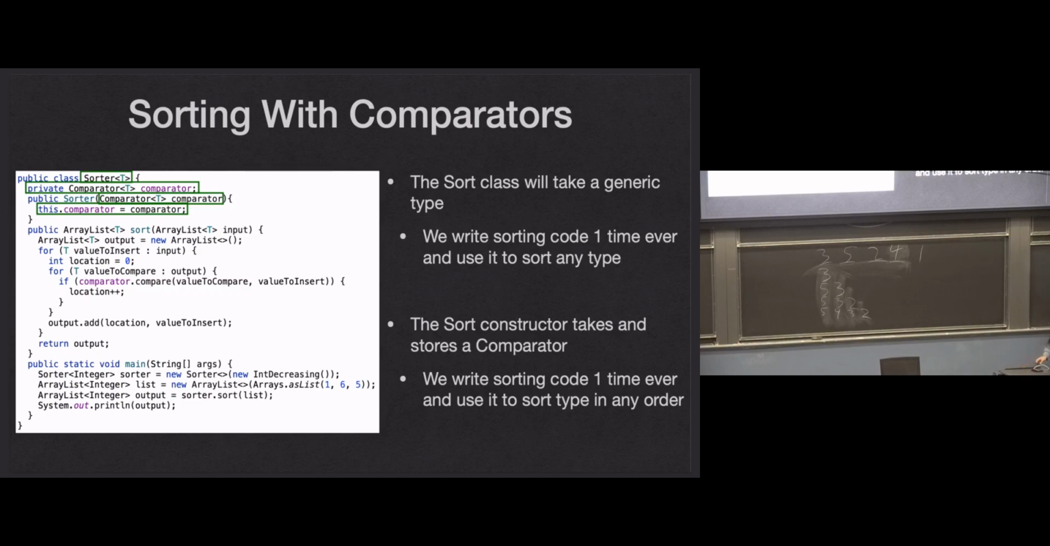So we're going to take a type parameter and a comparator that can sort that type. We're going to store the comparator in an instance variable so we can call it later, and assign that instance variable in the constructor. So we're getting a comparator and specifying the type parameter, and then we would say something like new Sorter of Integer and give the constructor an int decreasing comparator. Then we can reuse this with any type and any comparator, and it's going to be able to sort it. That's what we want.